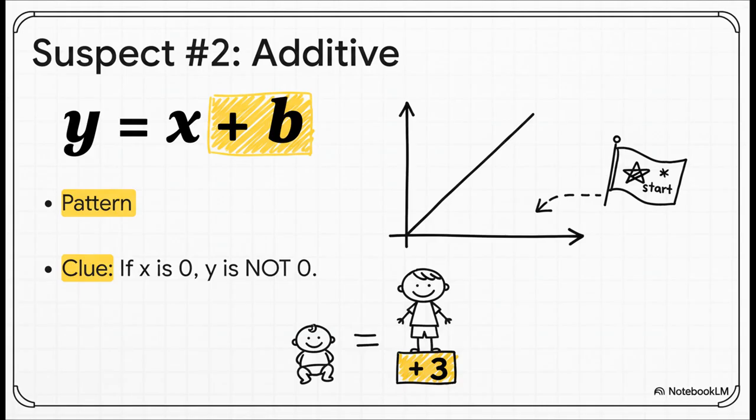Now for suspect number 2, the additive relationship. Its pattern is y equals x plus b, where that b is that head start we talked about. And the big clue here, when x is 0, y is not 0. For example, let's say you're 3 years older than your sister. Well, when your sister's age was 0, your age was already 3. See? It doesn't start at 0.